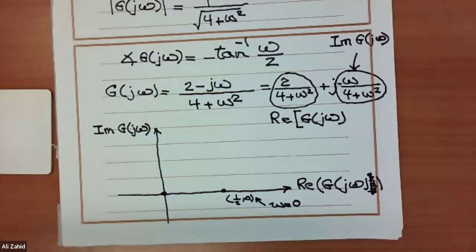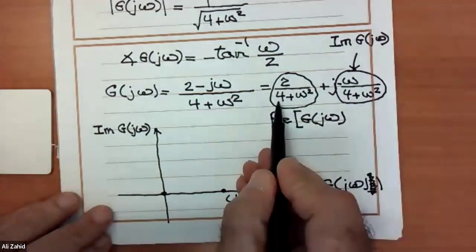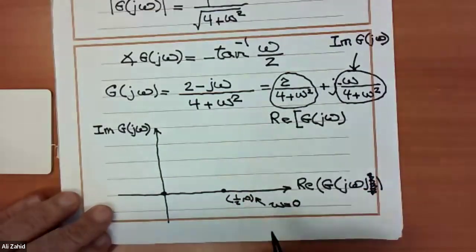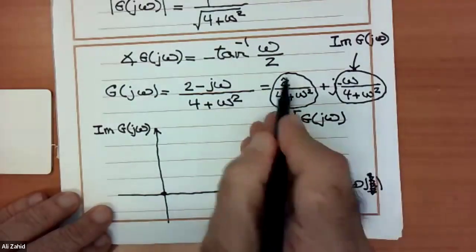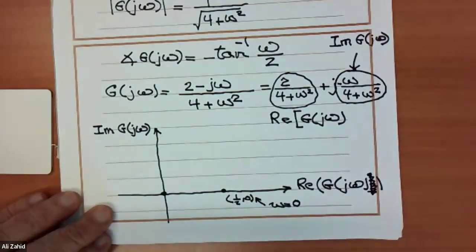So I'm not getting this. One more time. Do you see the real part? What is it? 2 over 4 plus omega squared. Omega equal to 0, what is it? Half. Omega equal to 1.